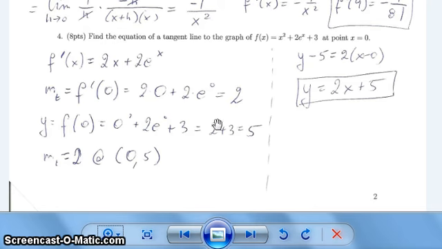So you just put it together in the point slope form of the line. So y minus 5, y coordinate, is equal to 2, which is the slope, times x minus 0. And then you just solve it for y. Y is equal to 2x plus 5 is the equation of the tangent line.